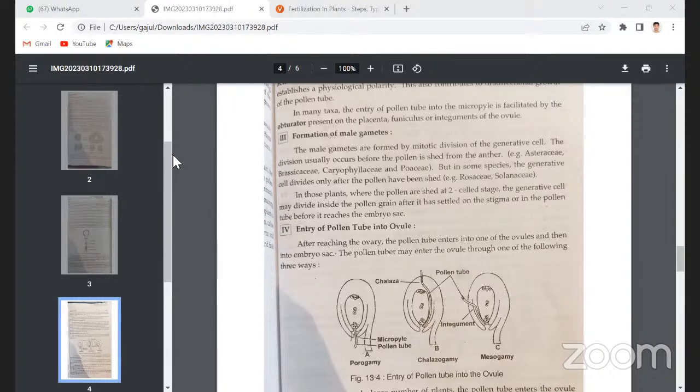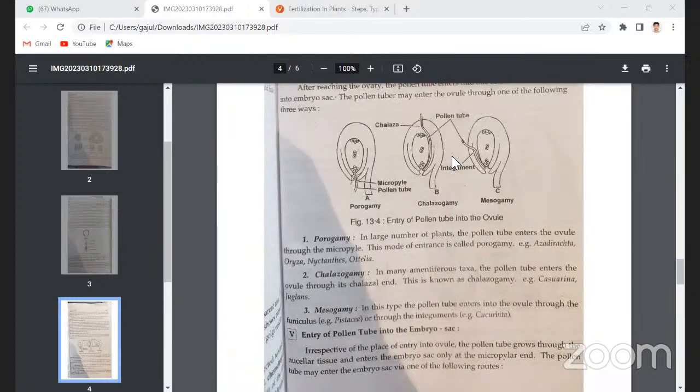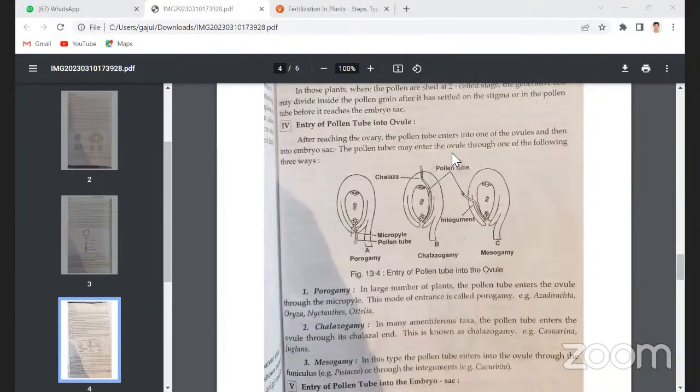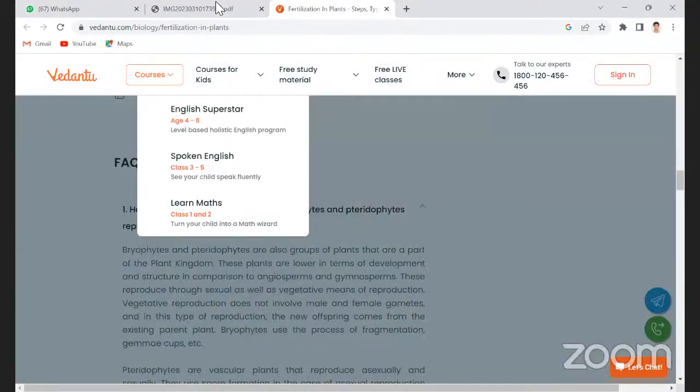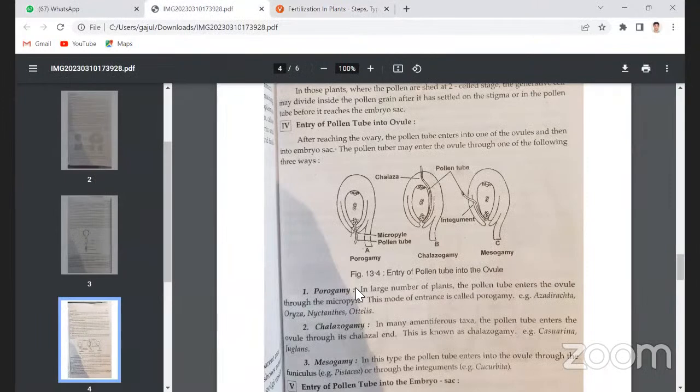how the pollen tube enters the ovule. How does it enter? Carefully observe this diagram. The entry of the pollen tube into the ovule. There are three types.